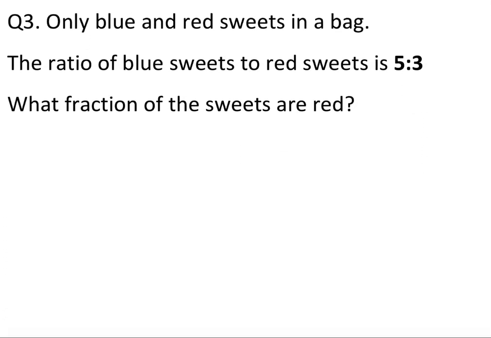This one's a ratio question. Question 3. Only blue and red sweets are in a bag. The ratio of blue sweets to red sweets is 5 to 3. What fraction of sweets are red? So the ratio of blue to red is 5:3. So if we put a B and an R like that, blue 5, red 3.